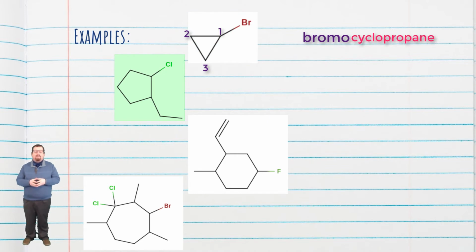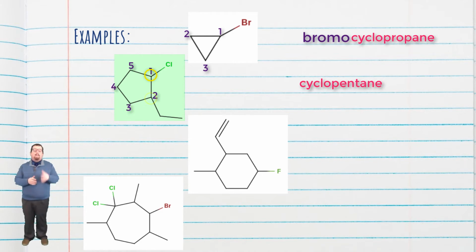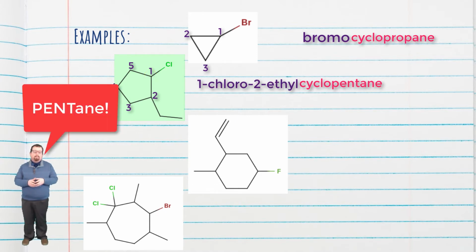Our parent chain would be cyclopentane because there are 5 carbons in the ring. Which carbon would I start numbering with? The one with the chlorine or the one with the ethyl group? Either way I do it, I can get my smallest substituent numbers to be 1 and 2. So let's go with the one that comes first alphabetically, chloro. That makes this 1-chloro, 2-ethyl cyclopropane.